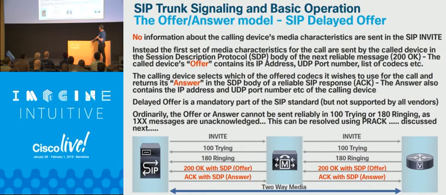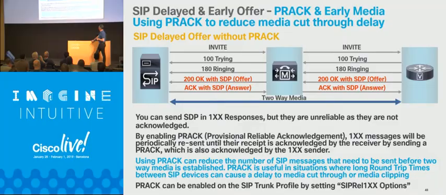We talked about not being able to send the offer and answer in the 100 Trying and Ringing, because they're unreliable. You can make them reliable by using PRACK. This is SIP delayed offer without PRACK, as we saw before. The reason I can't send the offer or answer here is because they're not acknowledged. But by using PRACK, or provisional reliable acknowledgement, if I send an offer or an answer in those 1XX messages, I'll send a provisional acknowledgement back to the far end, and that will send an acknowledgement back to me to say it's received my acknowledgement as well.